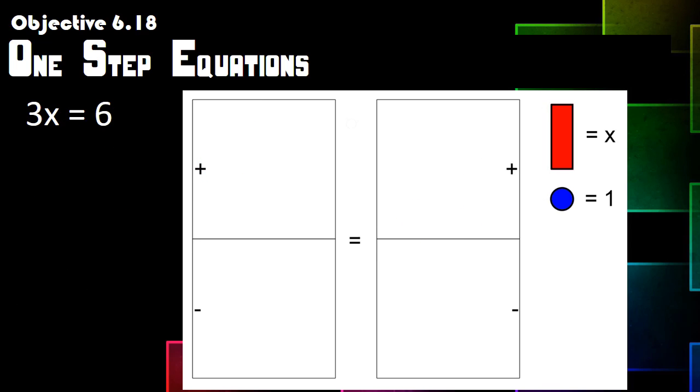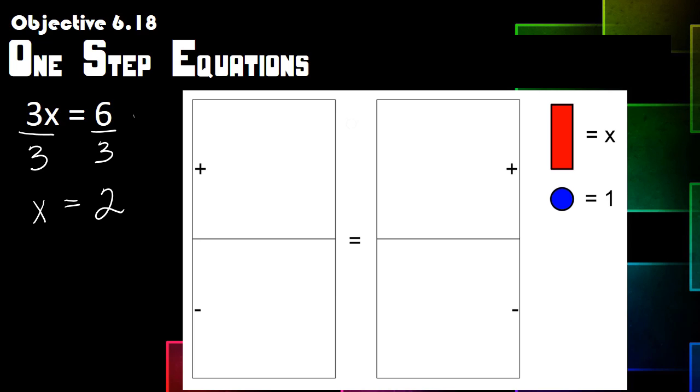So what about multiplication? If we did the steps, we're going to show we're dividing both sides by 3 to get x by itself. So we have x on the left-hand side. We always have our equal sign. And then we do 6 divided by 3 is what that says. When we do that, it comes out to 2.